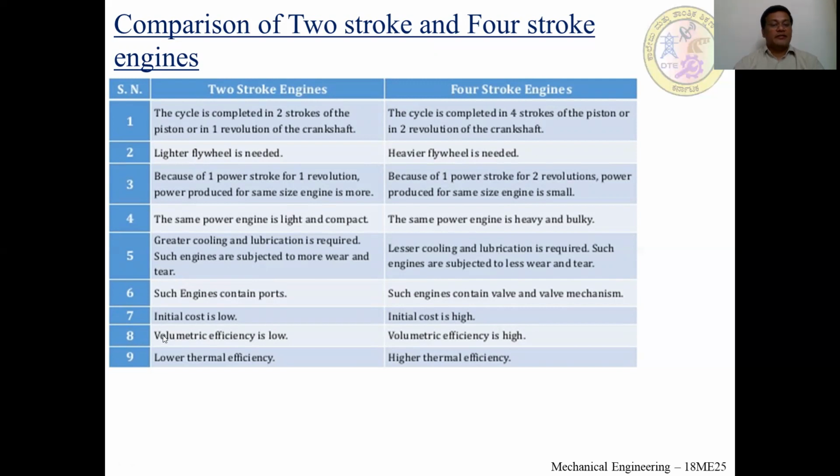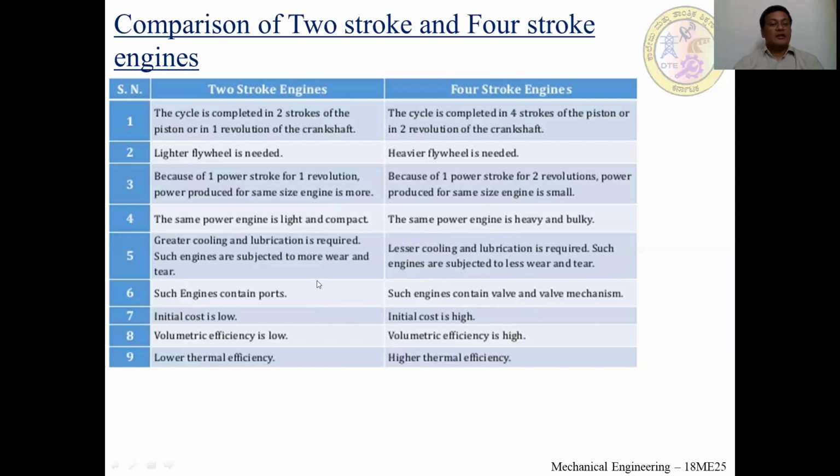Next difference is that 2-stroke engines contain ports, whereas 4-stroke engines contain valves. In 2-stroke engines, we have three different ports: the inlet port, transfer port, and exhaust port. Whereas in 4-stroke engines, we have the inlet valve and exhaust valve. The difference is that ports are opened or closed by the piston, whereas valves are mechanically operated.